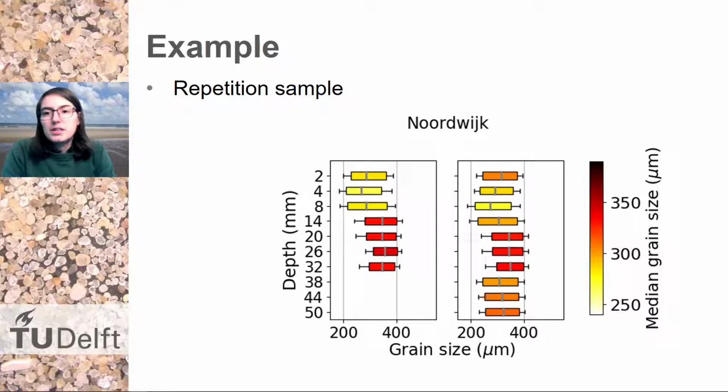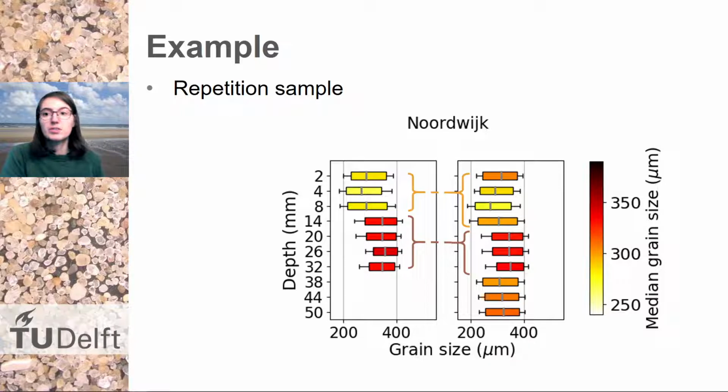So we see here again the cross section of the sample, and if we compare them, we have similar gradients. So at the top we have finer sediment, and underneath that some coarser sediment, which is promising because this shows that the same method in nearly the same location shows similar gradients.